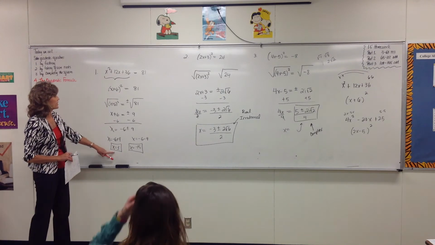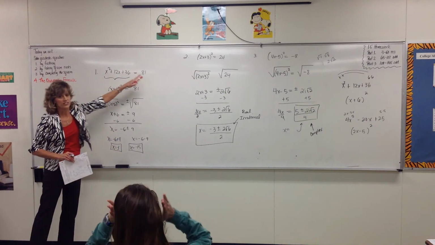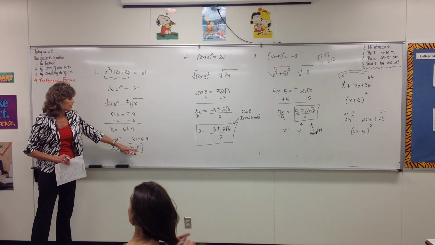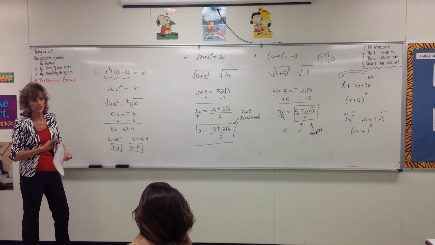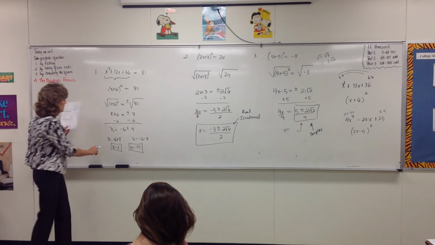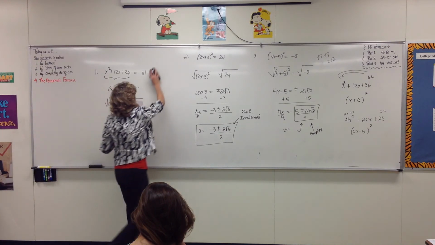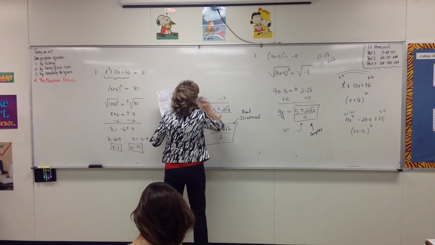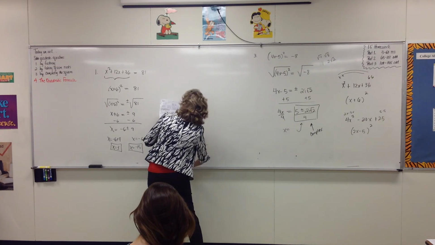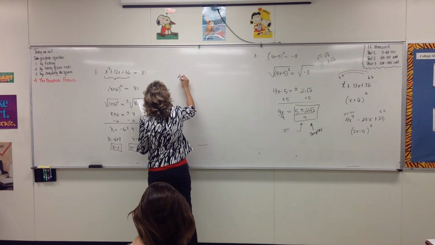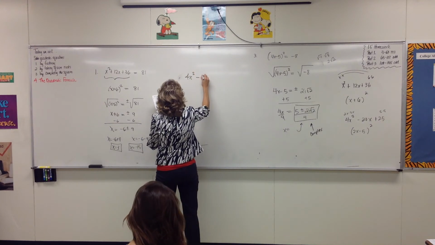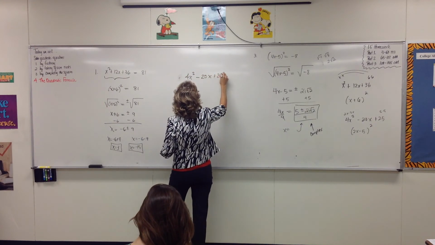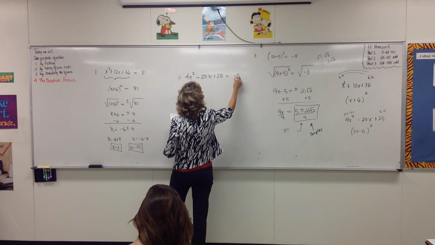If you plug 3 into this equation, it'll give you 81. If you plug negative 15 into this equation, it'll give you 81. You found 2 solutions. Look at the next one. On example 2, you have 4x squared minus 20x plus 25 equals negative 8.